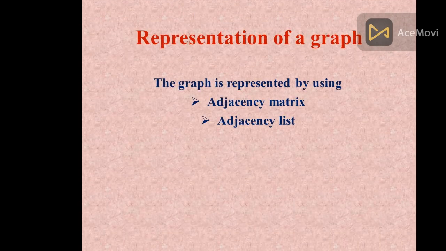The next is representation of a graph. A graph can be represented by using two data structures. One is adjacency matrix, another one is adjacency list. Adjacency matrix is a square matrix and the adjacency list is a linked list.